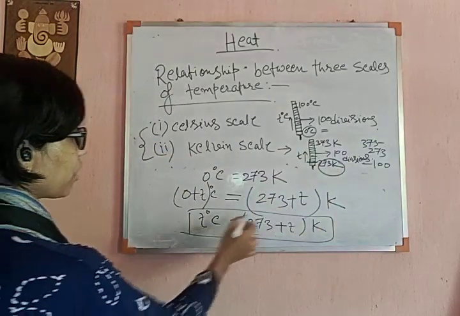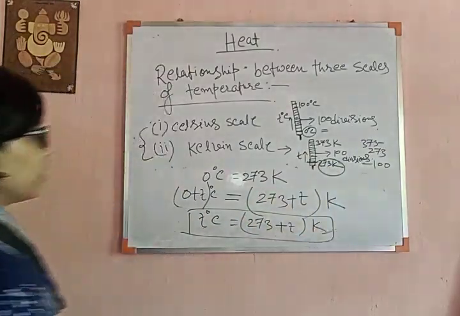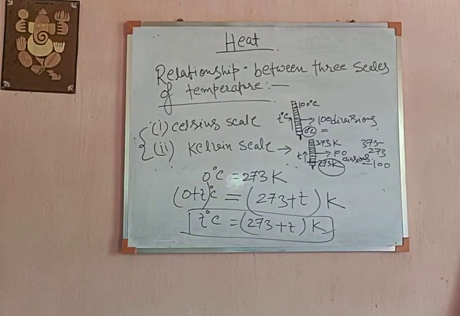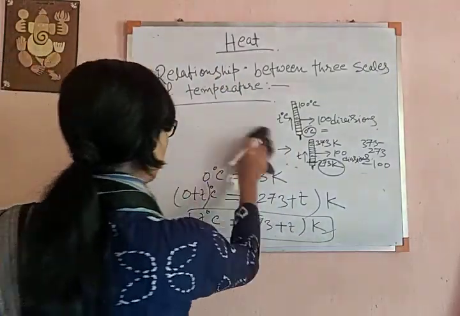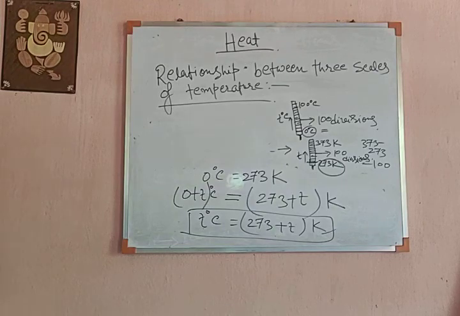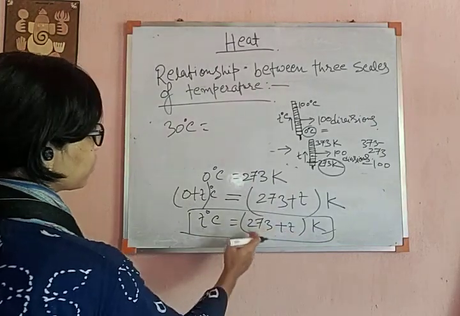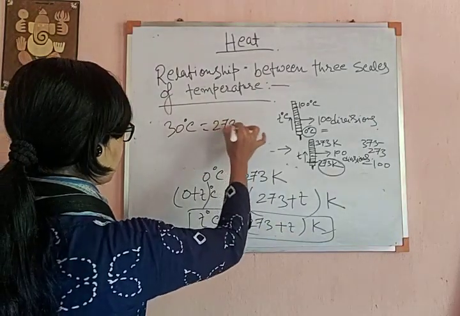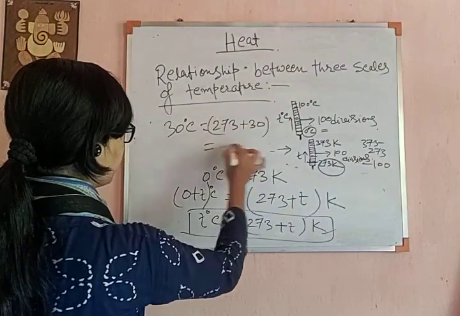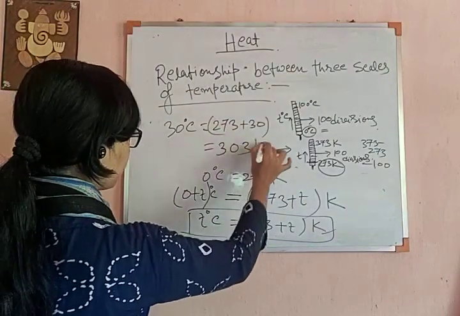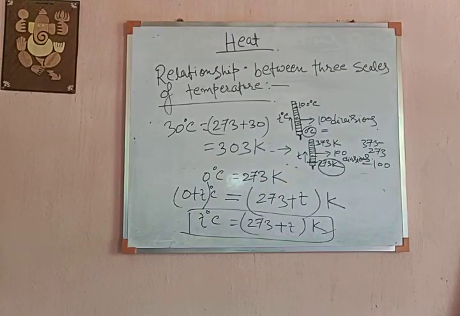So 0 plus T becomes T and 273 plus T becomes, it is in Kelvin. That means if suppose 30 degrees Celsius is given and you are trying to convert it into Kelvin scale, so 30 degrees Celsius means like this, 273 plus T, that means 273 plus 30. So 273 plus 30 and you will get 303 Kelvin. So if it is asked to convert 30 degrees Celsius to Kelvin scale, you will just add 273 to the degree Celsius temperature and you will get your answer.